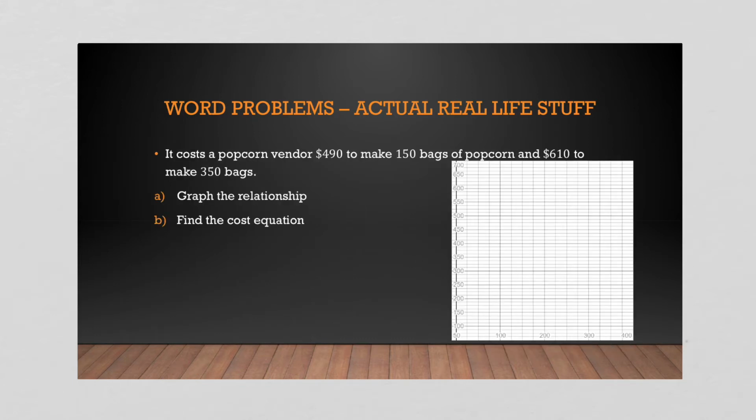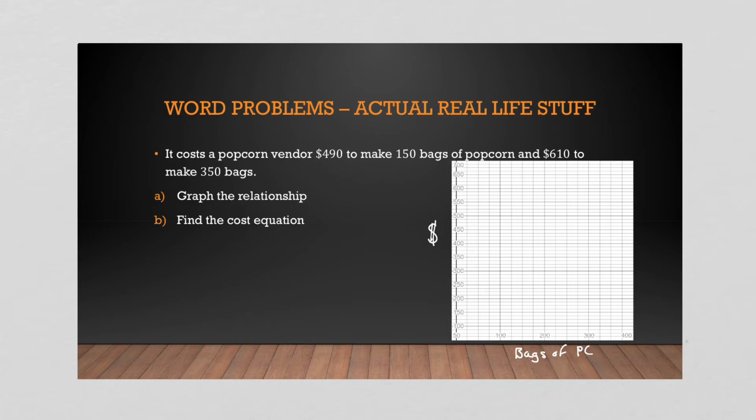So here we got a popcorn problem. There's going to be multiple parts to fill in, so we're going to do little bits at a time. So let's start with what we got. It costs $490 to make 150 bags of popcorn and $610 to make 350 bags. So on the bottom here, we got bags of popcorn, and on the top we have money. So let's plot these points.